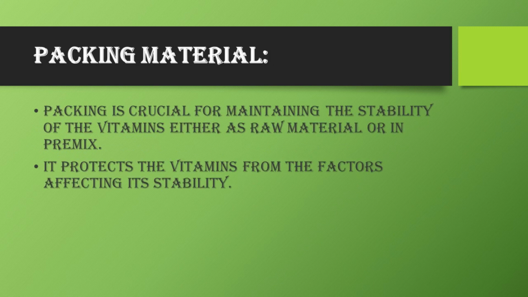Packing is crucial for maintaining the stability of the vitamins, either as raw material or in premix. It protects the vitamins from the factors affecting their stability. Vitamins are mainly packed in multiple layers of either paper or plastic with an internal layer of aluminum film, and some suppliers use cartons or drums as per the sensitivity of the vitamins. Bags should be heat sealed to avoid cross contamination with pests.